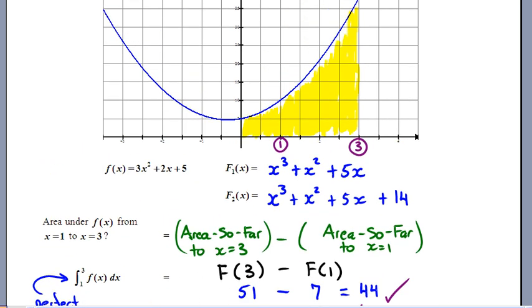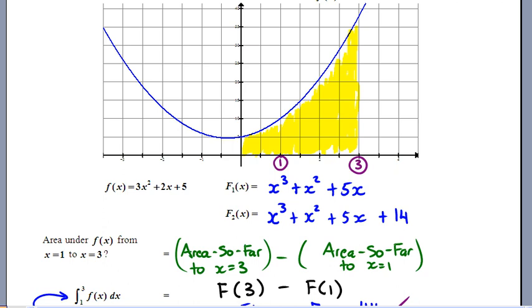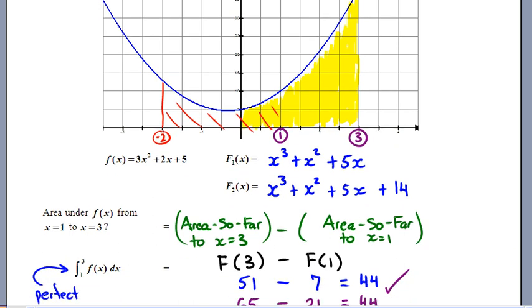I know this might look a little complicated at the beginning, but my point is it doesn't have to be, right? So here's -2, and that second antiderivative with the 14 actually was finding the area like this. And it said, okay, that area is 21, and if you keep on going all the way to here, then we can get 65. So either way I subtract, I'm going to end up with 44. It's arbitrary based on where this thing starts, and nobody cares.